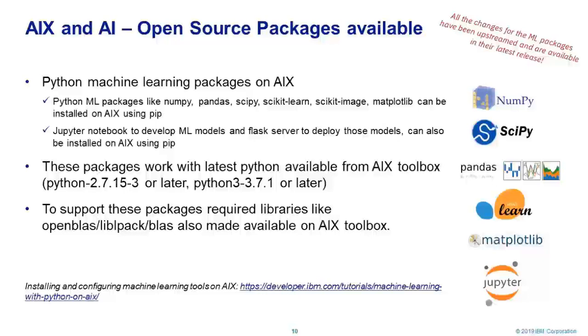They are not available from the AIX toolbox because these packages change very frequently and we are not providing them in RPM format. But what can be done is you can install Python 3 from the AIX toolbox and, using pip, you can install these packages from the community. The reason we did it this way is, as I said, these packages are changing very frequently. This is a booming area and we will not always be able to provide the latest packages from the toolbox.